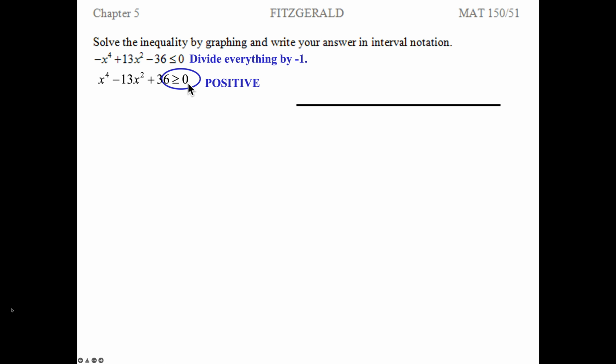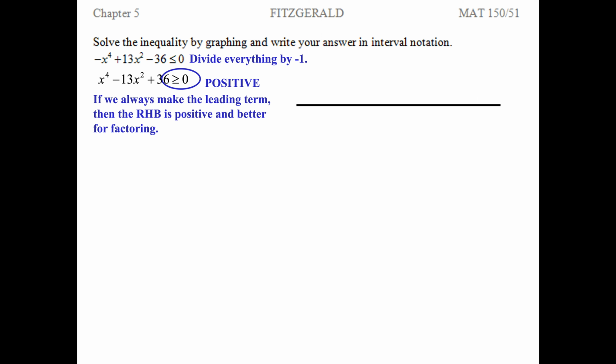So we're going to have closed circles, and our right-hand behavior will start out as a positive x. The author says it's always good to have your leading term be positive. That way your right-hand behavior is always positive. And I agree with that. But I run into students who will divide by a negative and forget to flip the inequality symbol. And when we get done with these two examples that work with a negative leading term, I'm going to show you you really don't have to divide by negative 1. So let's get this done.